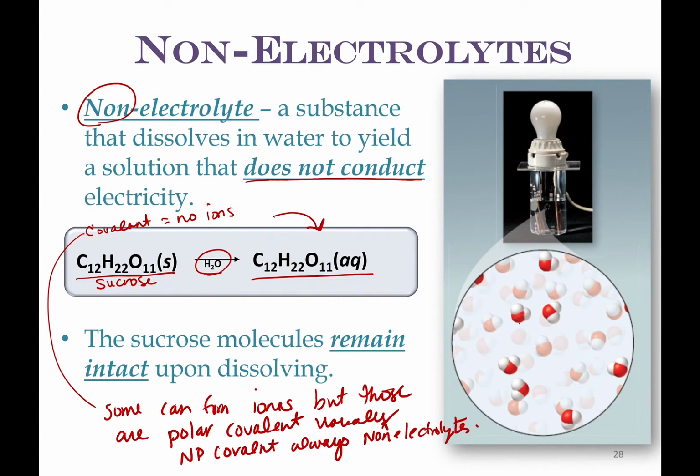Because the sucrose remains intact in the water, this is water, but because the sucrose stays together, there are no ions, so there is no pathway for the electric current to flow through, so the light bulb does not light up.